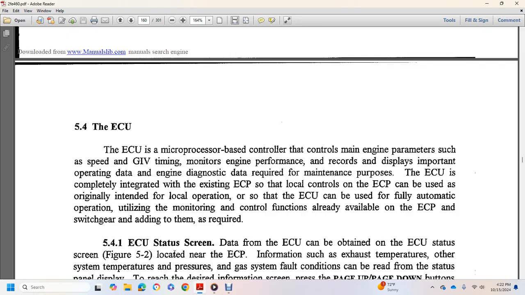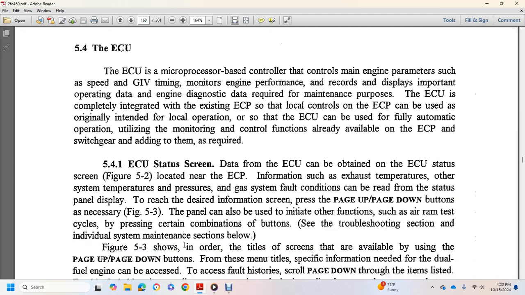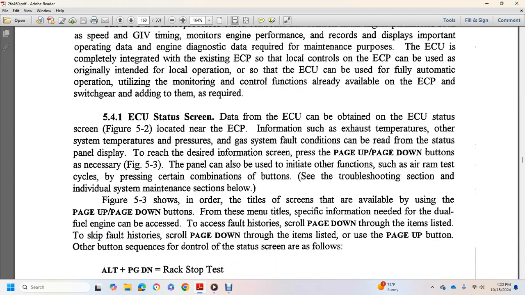The engine control unit is completely integrated with the existing engine control panel with local control. The engine control panel can be used for the originally intended local operations, or the engine control unit can be used for fully automatic operation, utilizing monitoring and control functions already available on the engine control panel and switchgear and adding to them as required. Engine control unit screen, status screen.